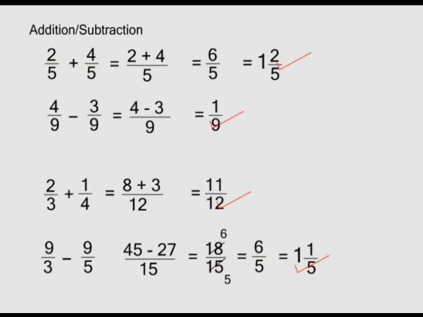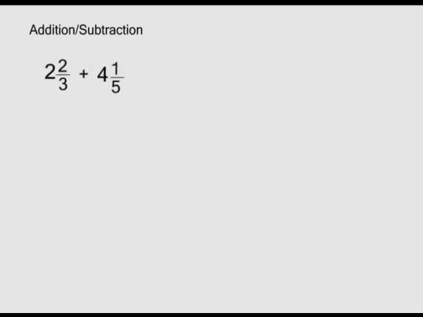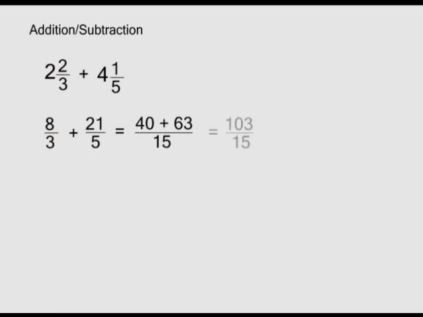When working with mixed fractions, it's safer to first convert them into improper fractions. 2 and 2 over 3 plus 4 and 1 over 5. Convert them first. 2 and 2 over 3 is equal to 8 over 3 plus 4 and 1 over 5 is equal to 21 over 5. LCM of 3 and 5 is 15. 15 divided by 3 is 5 times 8 is 40 plus 15 divided by 5 is 3 times 21 is 63. 40 plus 63 is 103 over 15. As a mixed fraction, that is 6 and 13 over 15.